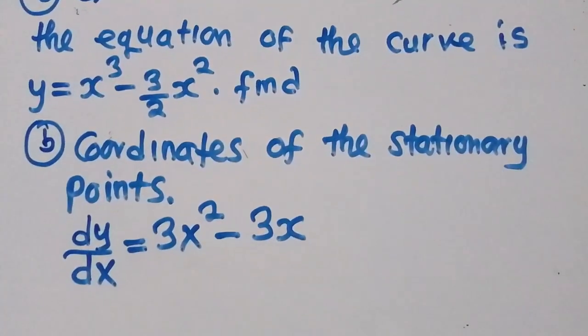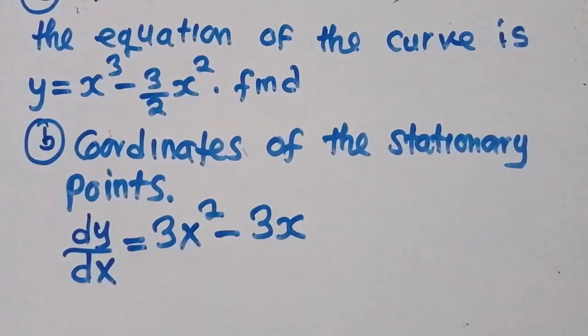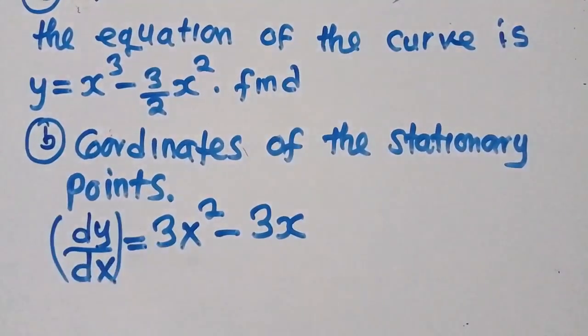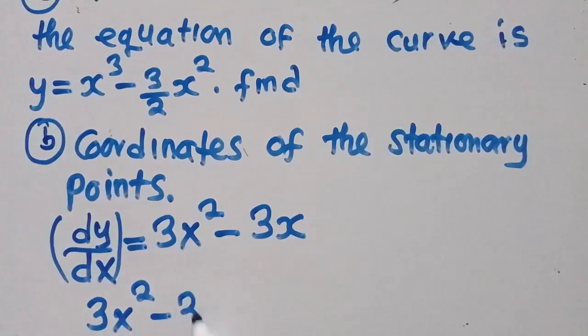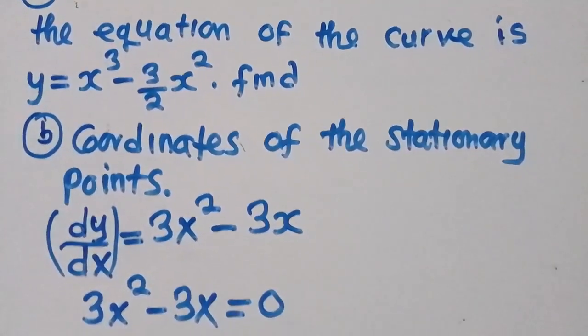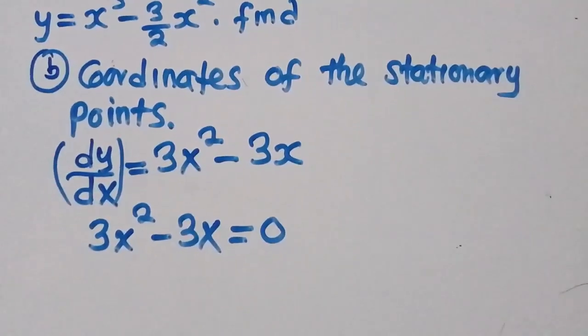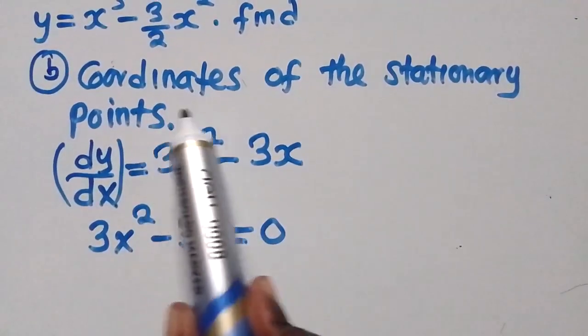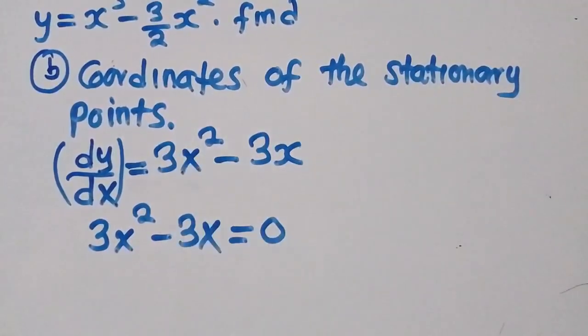Whenever you are asked to find the coordinates of the stationary point and the gradient is not given, meaning dy dx is 0, you just need to equate this one to 0. Say 3x squared minus 3x, you equate it to what? You equate it to 0. This is what you need to do. Then you solve this equation. Don't forget, we want to find coordinates of the stationary points. You equate to 0. Then you solve this equation.